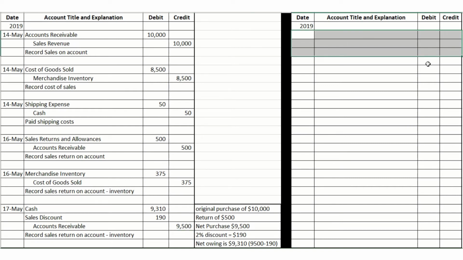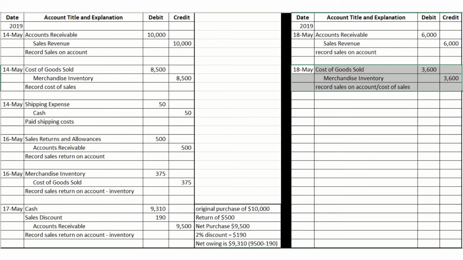The next transaction, on May 18th, we sold merchandise on credit to Litmus for $6,000. Cost of goods sold was $3,600. So we have a $6,000 sales revenue credit with a $6,000 accounts receivable debit, with cost of goods sold being debited by $3,600 and merchandise inventory being credited by $3,600, which is a credit to inventory to reduce the amount of inventory remaining on hand.